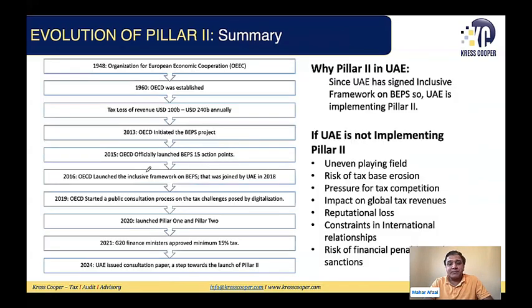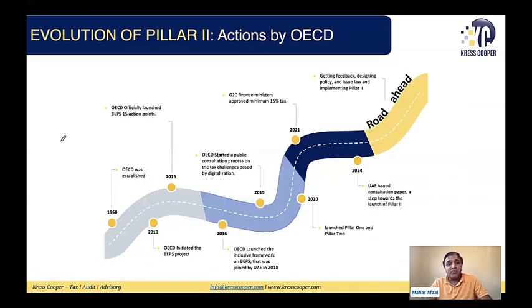If you go into the history, first of all, the OECD was set up in 1960. Before this, there was an Organisation for European Economic Cooperation. Then the OECD was set up. The OECD took the initiative on the BEPS project. I told you the reason. What is the reason? Because the tax revenue loss was around $240 billion annually. The OECD decided to control it.